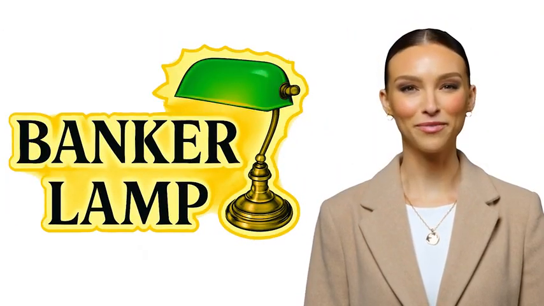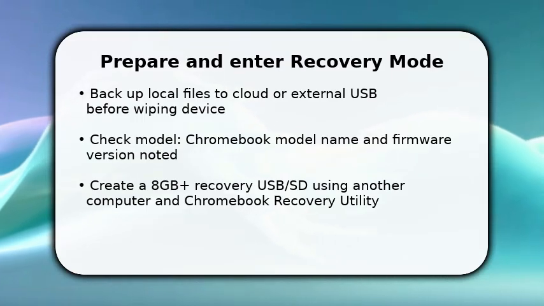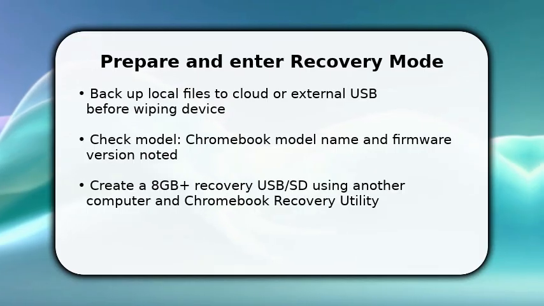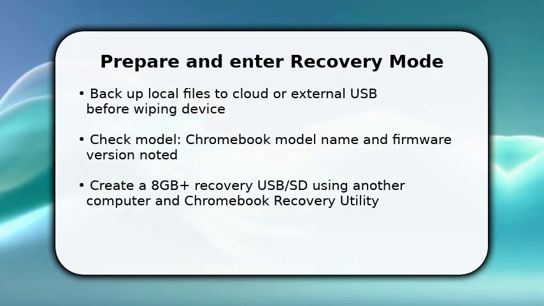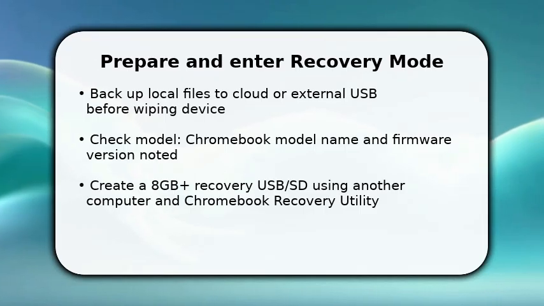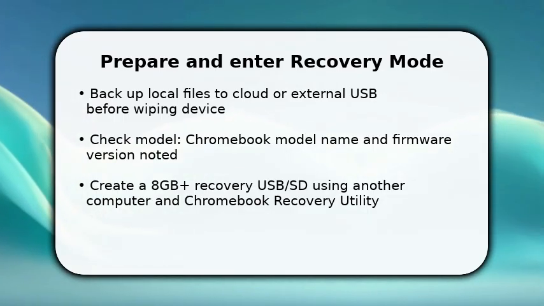Please enjoy the video. You start by gathering what you need: a second computer, an 8 GB or larger USB/SD, and the Chromebook model name so the tool picks the right image. Once you have that, open the Chromebook recovery utility on the other computer and follow prompts to write the recovery image. This step verifies the download and formats the media. Make sure the USB/SD finishes safely. You do not want corrupted media.